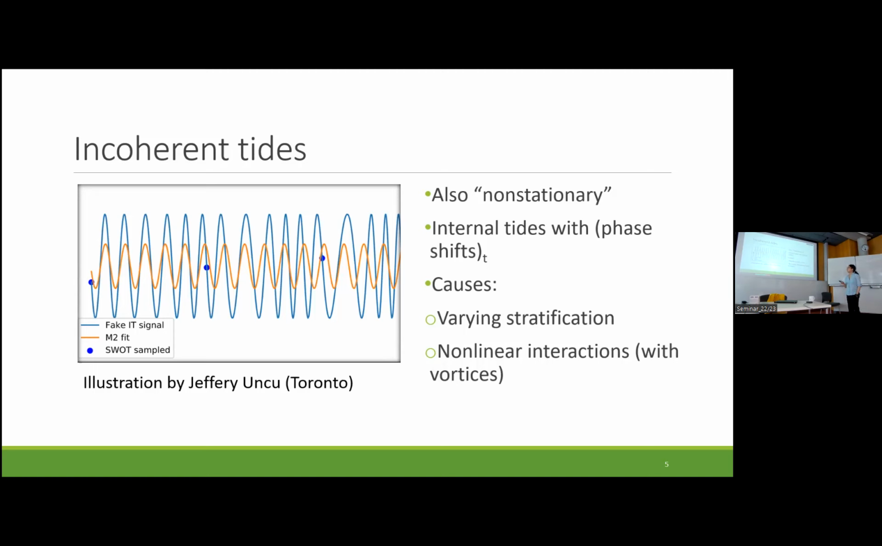So the most you can do is to construct a perfectly harmonic signal, which cannot possibly capture all the true signal behind. And this incoherence of the internal tides is very prevalent in the ocean. It is usually caused by variations in stratification in the background density or by nonlinear interactions with the balanced flows.